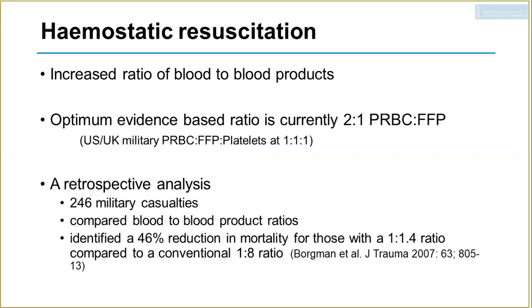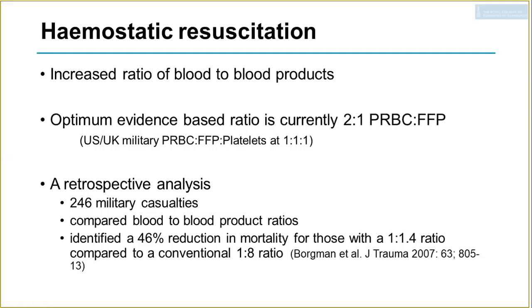So basically, this is one of the areas that the military have really come into research. A lot of this evidence has come from Afghanistan, where they looked at the outcomes of soldiers who were injured, what they were given, and the ratios of blood product. At the moment, the best evidence is probably 1 unit of packed red cells to 2 units of packed red cells to 1 unit of FFP.